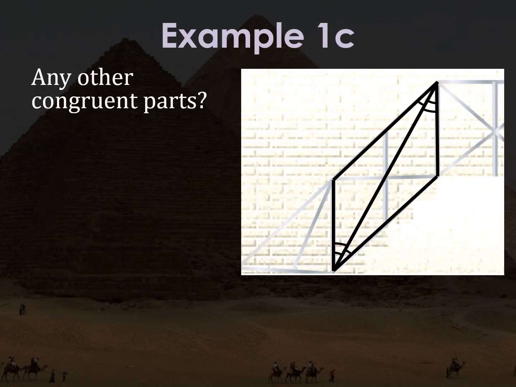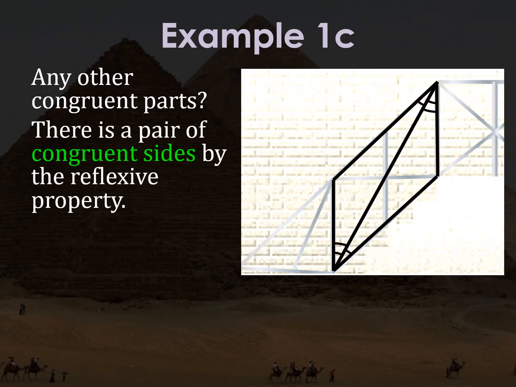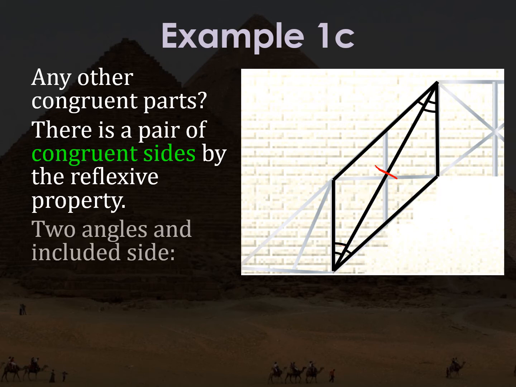1C, we have two pairs of congruent angles. We have the one on the top left and the one on the bottom right. That is one pair of congruent angles. We have another pair of congruent angles here, the ones with double markings. So we have two pairs of congruent angles. Is there anything else that's congruent? Well, you have this shared side in the middle. So that side is congruent to itself by the reflexive property of congruence. So now we have two angles and a side that is included. So therefore, these triangles are congruent by ASA.